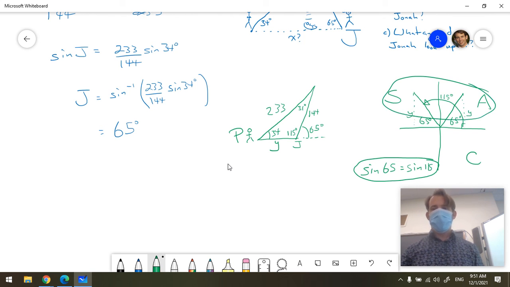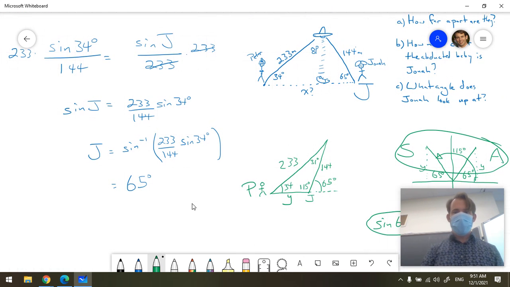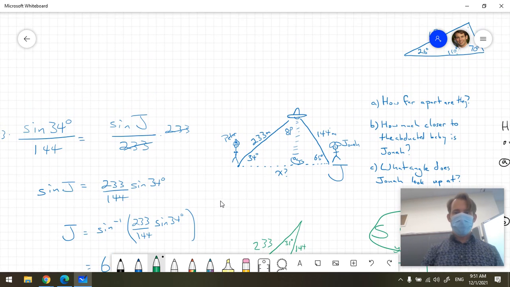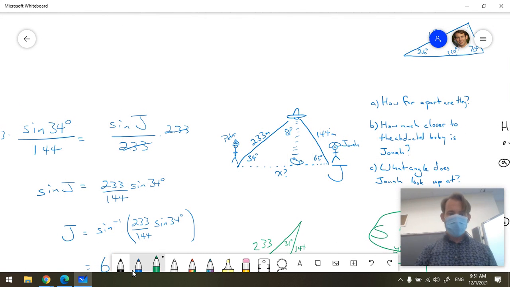So because these angles are both between 0 and 180, because they both occur in the first and second quadrants, they're both possible solutions to these triangles. That's why we have this ambiguity with the sine law. So now let's calculate this distance x up here, okay? So we're going to work on this triangle.